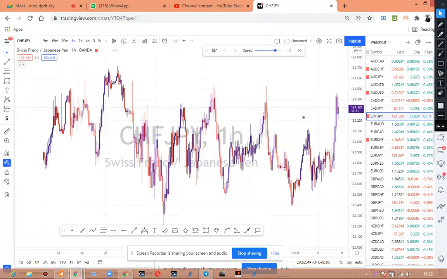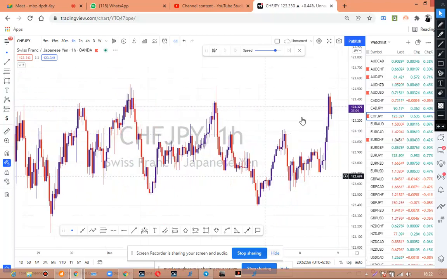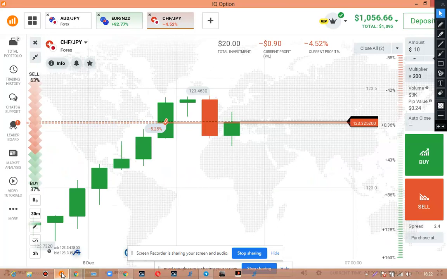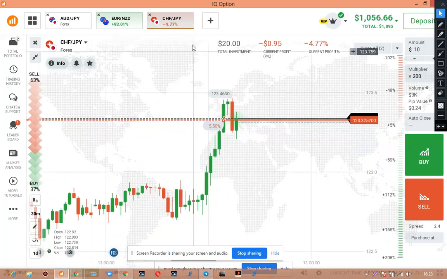Some of the trades that we took, I think the market has already triggered our sell entry on CHF JPY. So those are the trades that we took. I'm using IQ Option now for forex.